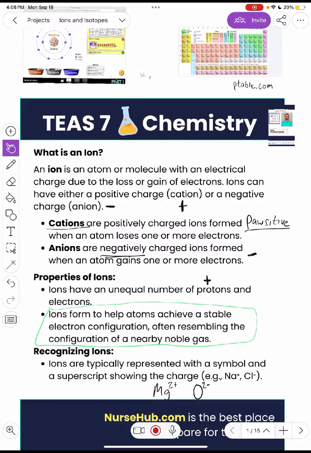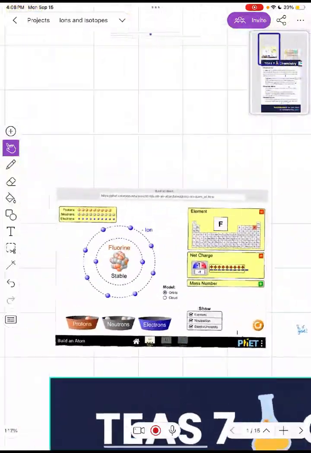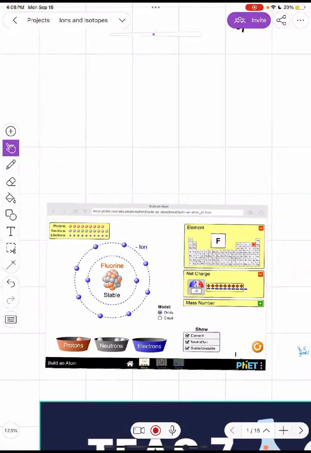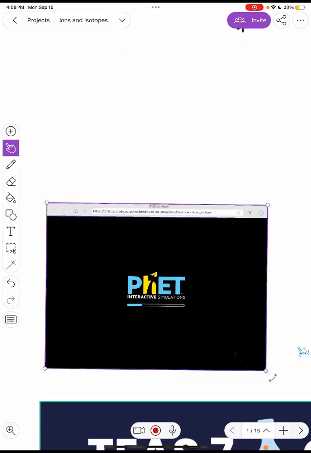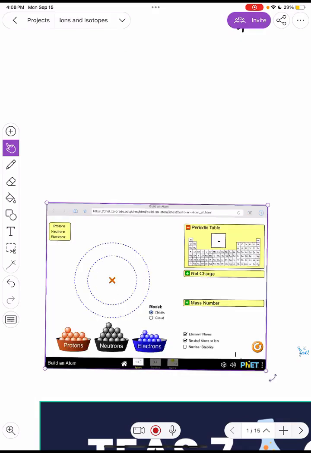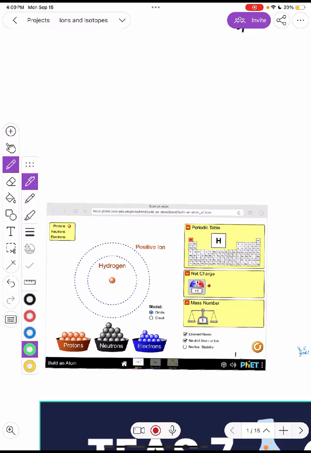All right, here we go. Let's reset this simulation real quick and talk about it. So last week we were talking about atoms and how they form, right? An atom is going to have a nucleus.